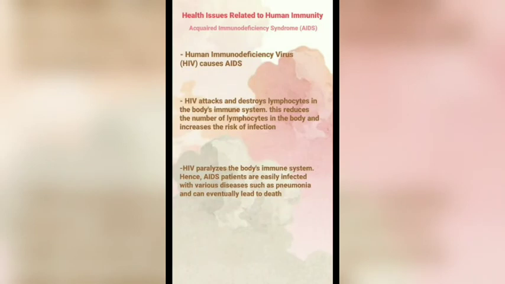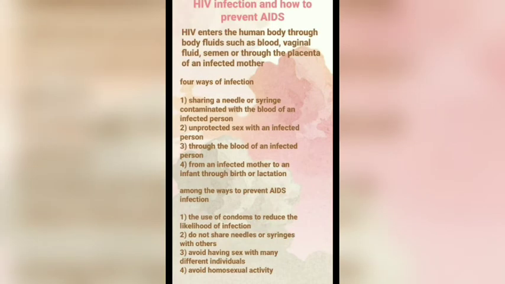Health issues related to human immunity. Acquired immunodeficiency syndrome (AIDS). Human immunodeficiency virus (HIV) causes AIDS. HIV attacks and destroys lymphocytes in the body's immune system. This reduces the number of lymphocytes in the body and increases the risk of infection. HIV paralyzes the body's immune system, hence AIDS patients are easily infected with various diseases such as pneumonia, which can eventually lead to death.